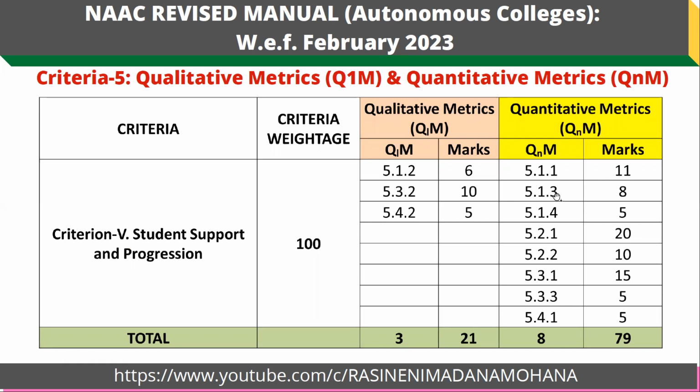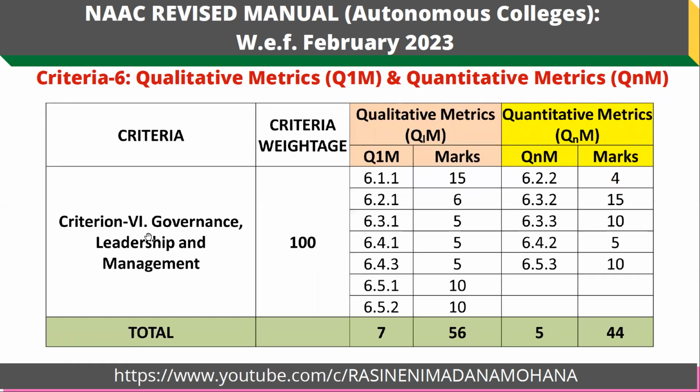Then 5.1.3, weightage is 8. Then 5.1.4, weightage is 5. Then 5.2.1, weightage is 20. Then 5.2.2, weightage is 10. 5.3.1, weightage is 15. 5.3.3, weightage is 5. 5.4.1, weightage is 5. Total 8 quantitative matrices with total weightage is 79.